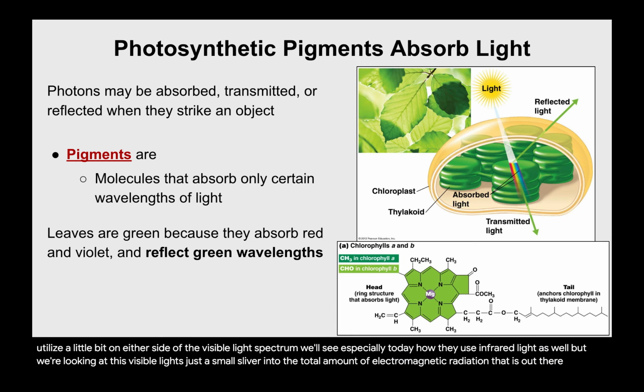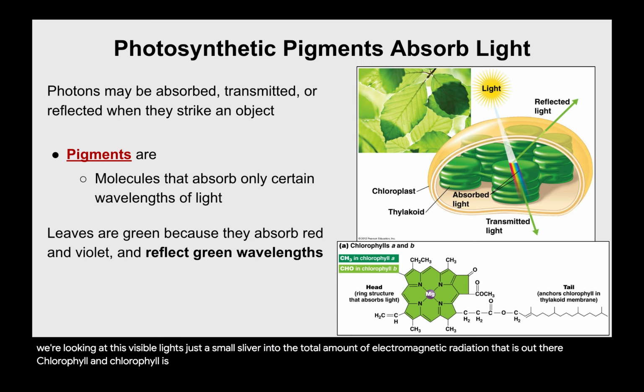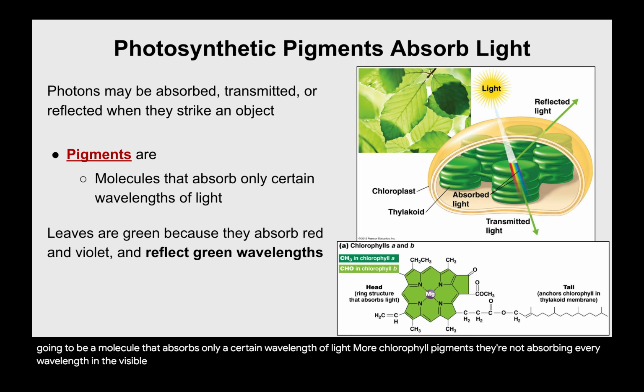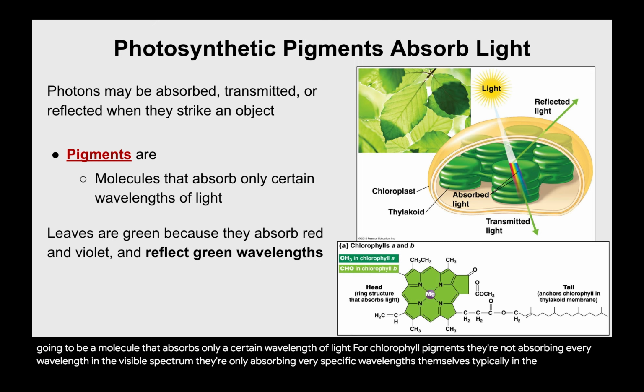I talked about chlorophyll, and chlorophyll is a pigment. These photons, these packages of light, are going to hit a pigment, and a pigment is a molecule that absorbs only a certain wavelength of light. Our chlorophyll pigments are not absorbing every wavelength in the visible spectrum. They're only absorbing very specific wavelengths, typically in the red and blue visible light spectrum.